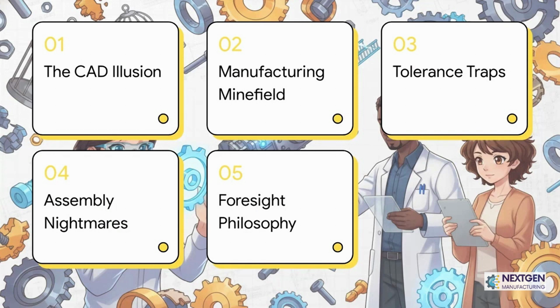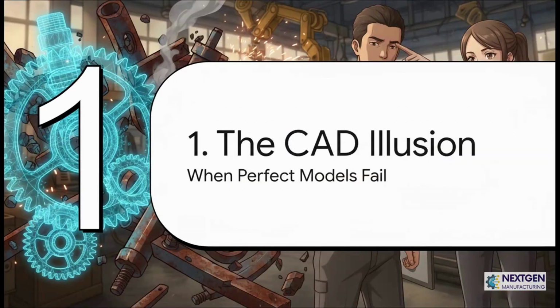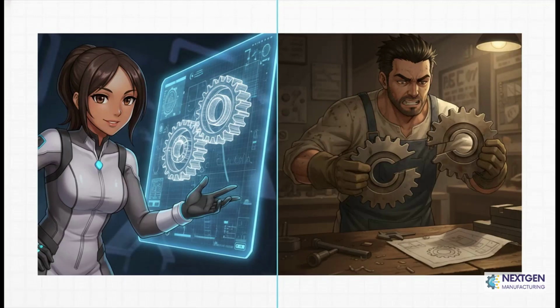We'll start with the CAD illusion, navigate the manufacturing minefield, talk about tolerances, assembly nightmares, and wrap it all up with the one philosophy that changes everything. Okay, first up, the CAD illusion. This is huge. It's this belief that because a model looks perfect on the computer, it's going to be perfect in the real world. And this right here is probably the single most common, most expensive assumption an engineer can make. You think, hey, I can draw it so it can be built.